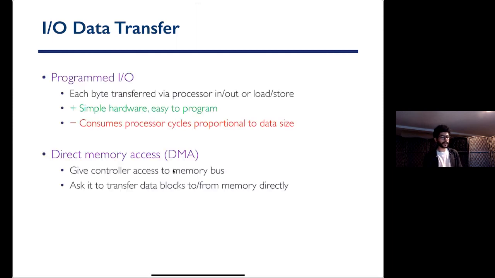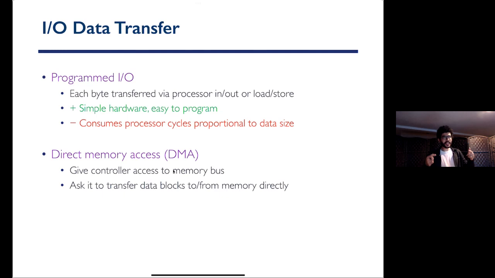Now, I kept saying the device transfers data, either from memory to the device or from the device to memory. This is usually done in two ways: either programmed I/O or direct memory access. What is programmed I/O? Programmed I/O is to basically get the CPU involved in each byte of the data that needs to be transferred to the device or from the device.